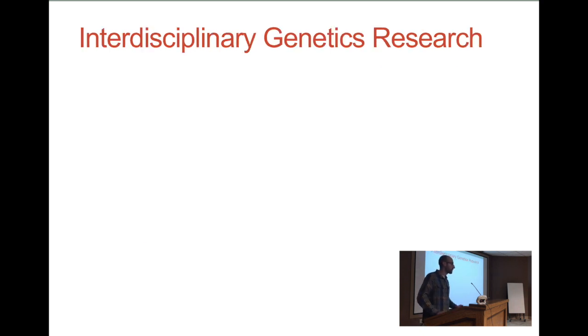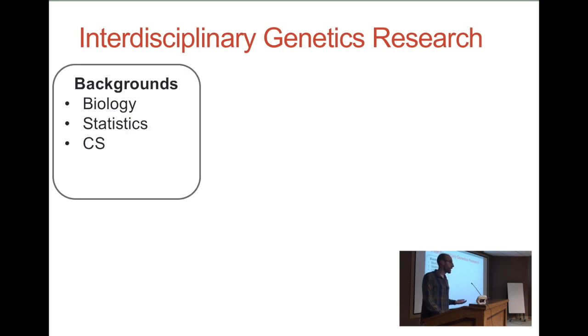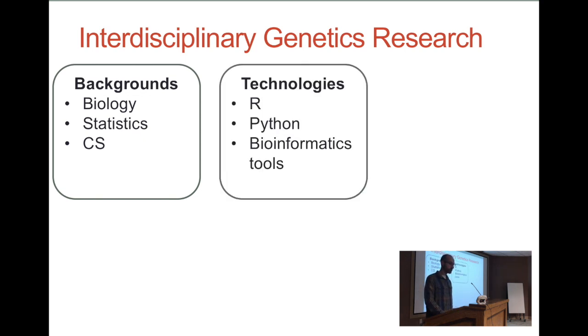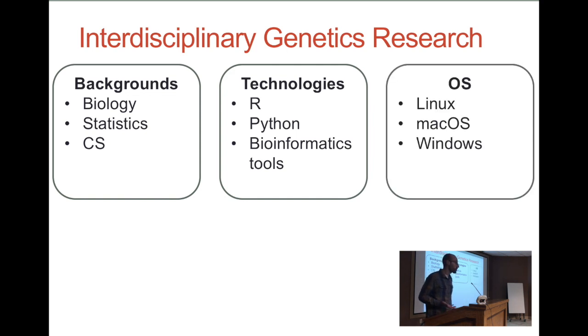So I work remotely for the University of Chicago, and I'm part of a team that does interdisciplinary genetics research. So there's a lot of variety. There are people with biology, statistics, CS backgrounds, and a mix of all three. And this means that they have different preferred tools, technologies, and workflows. So we use a lot of R, a lot of Python, a lot of different bioinformatics tools. And also we work in lots of different environments. People can use their personal laptops. We also have an HPC environment provided by the university.